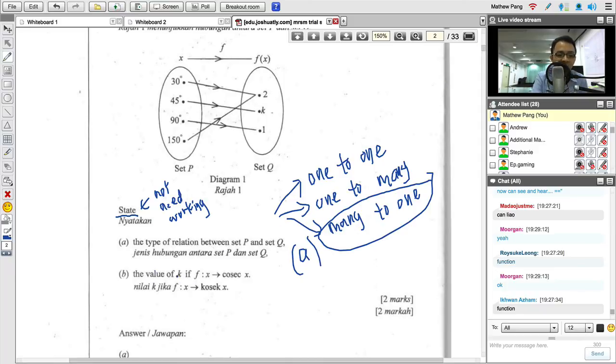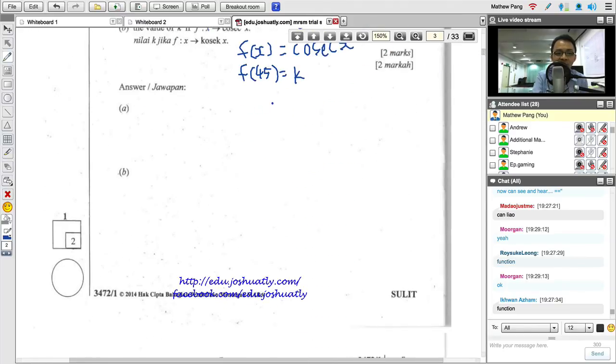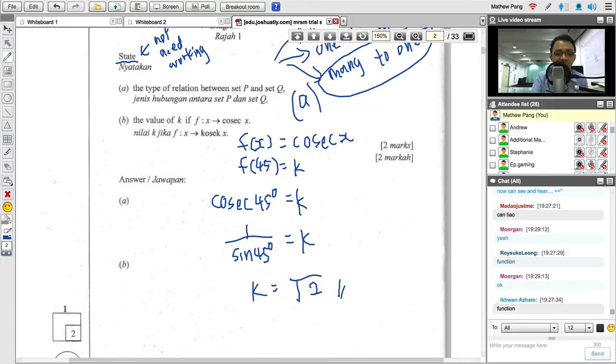And then the second part. He says state the value of k if fx equals cosecant x. So he asks you to find the value of k, right? In order to get k, I'm going to choose this combination. Do you see 45 for x and fx? I actually get k. So that means if I take f45, I will get k. You must get the idea of how to take the value from the diagram over here. Then we just solve it. What does f45 mean? It means cosecant 45 degrees equals k. Then this is just 1 over sin 45 degrees. You just press the calculator and you will get the value of square root 2. That's all.